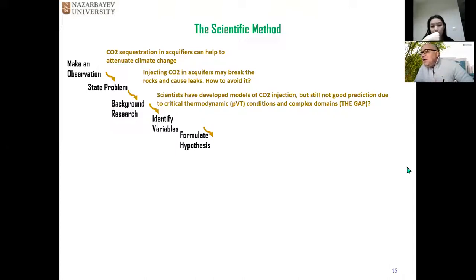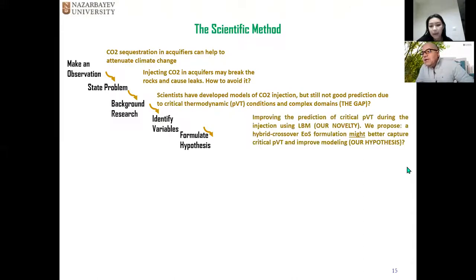She said, if I introduce a crossover formulation that has the best of many equations of state simultaneously, and I run the problem, I will be able to better match the properties of the fluid in supercritical conditions. And this was what she did. And this is the novelty of her work.